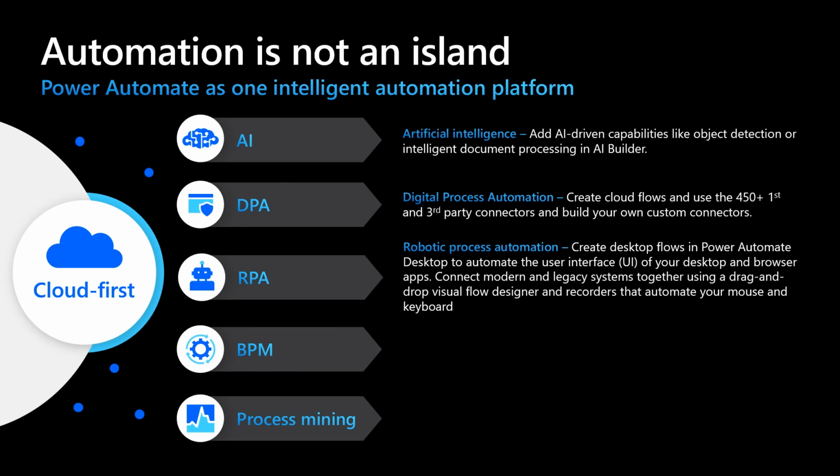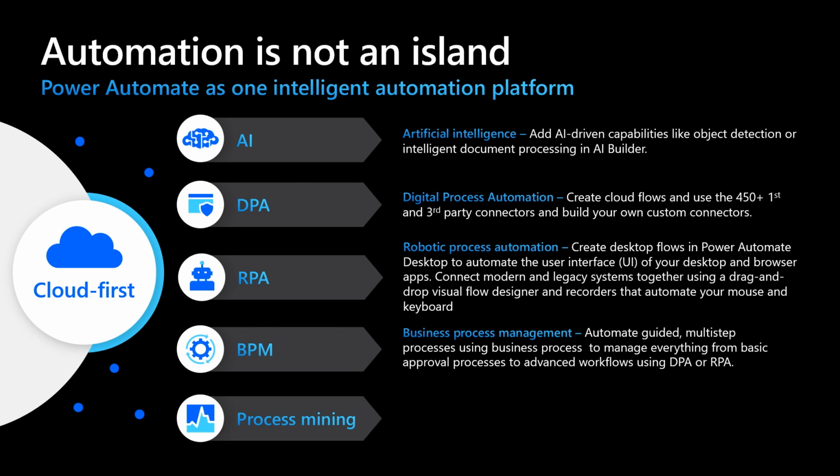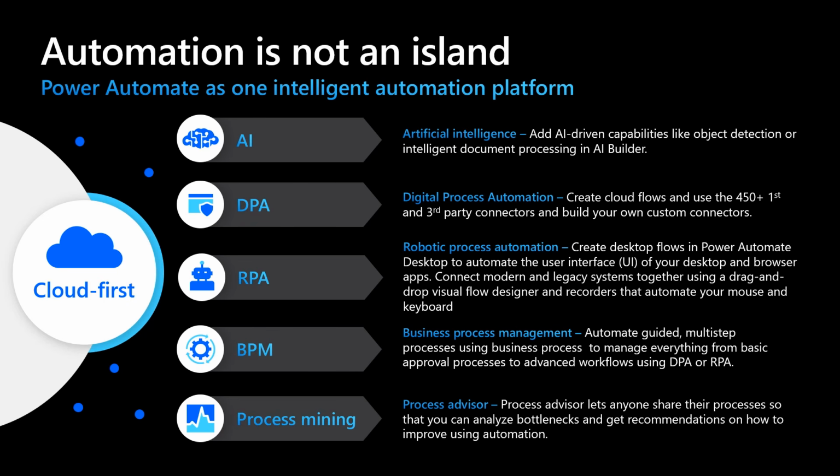Robotic process automation or RPA is meant for UI-based automation that automates mundane and repetitive tasks on your desktop with desktop flows in Power Automate Desktop. Business process management allows you to automate guided, multi-step processing using business process flows that connect to other systems using DPA or RPA. And most recently, we've introduced a preview of the new process mining capability called Process Advisor, which helps you analyze and understand how people in your organization are spending time on manual tasks every day. And all of this is available in Power Automate.